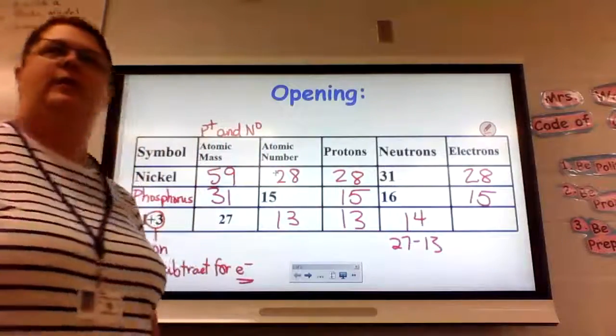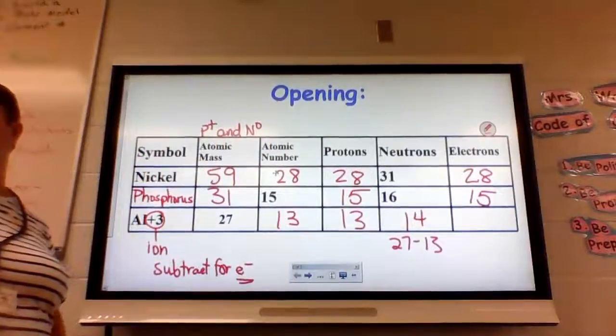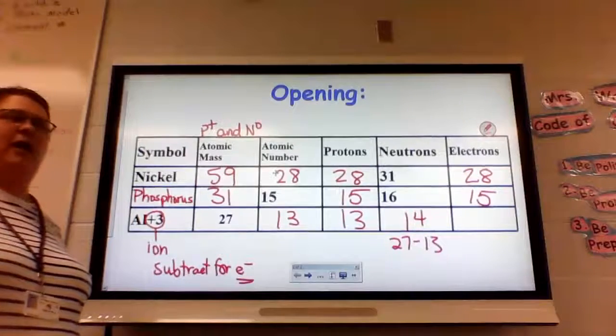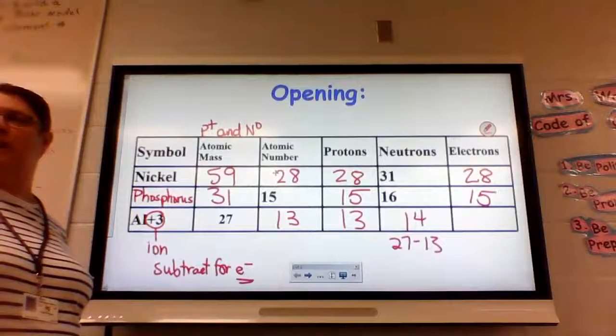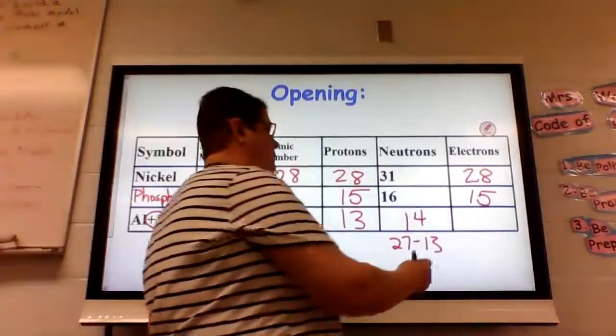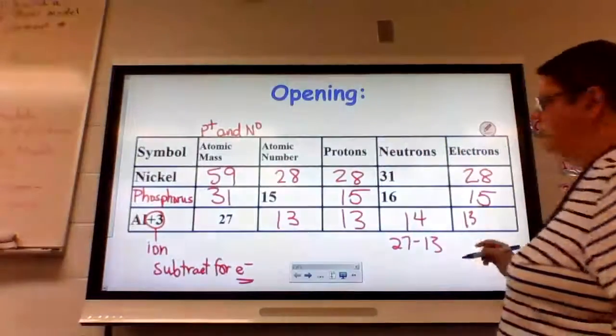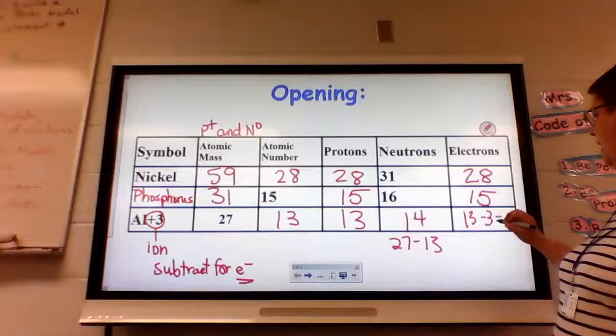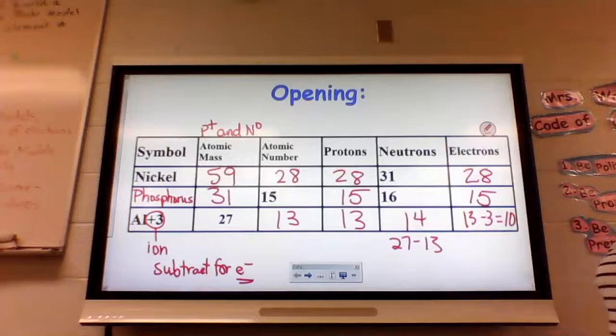Okay? Now, to find the electrons, that's what that plus 3 is used to find. So your electrons would start out being the same as the protons, so they'd be 13, right? And then you subtract how many? You subtract that 3 and you get 10. Everybody feel okay about that, or do we need more practice?